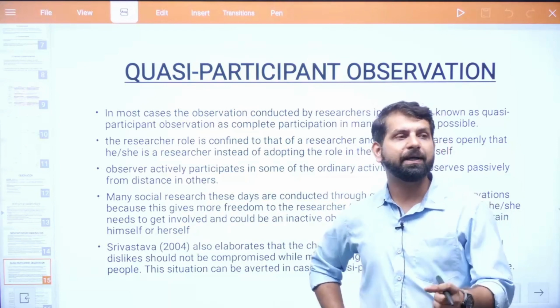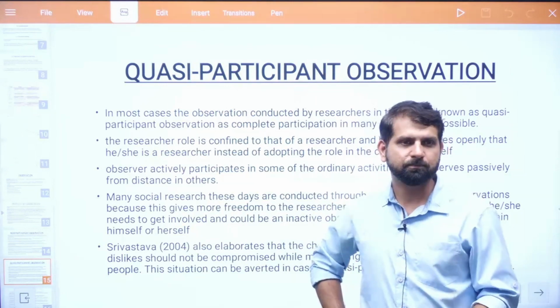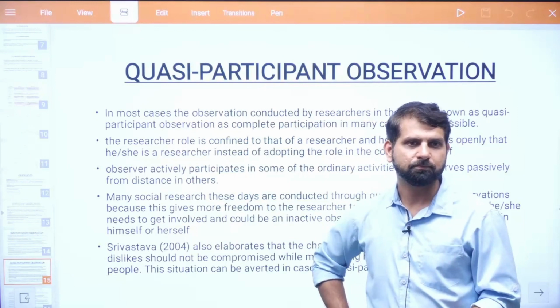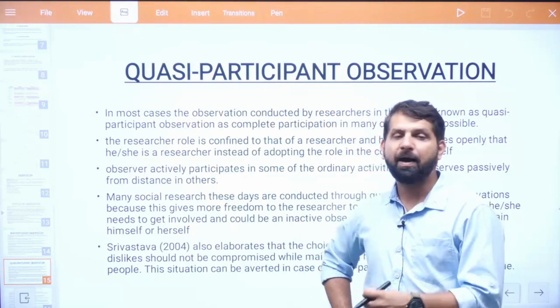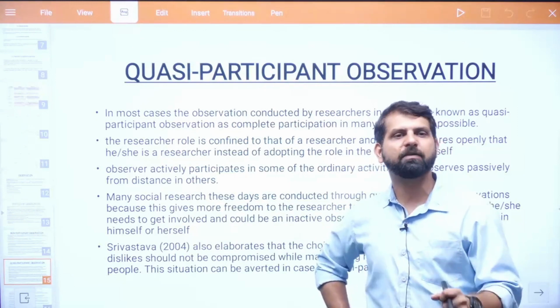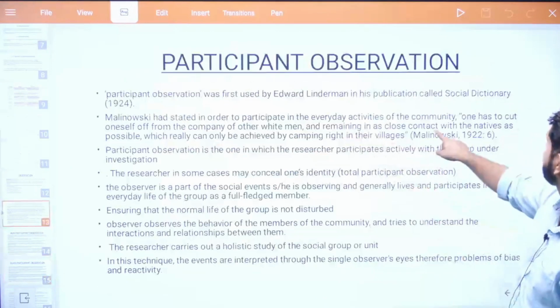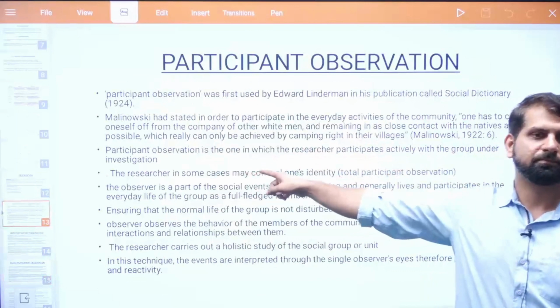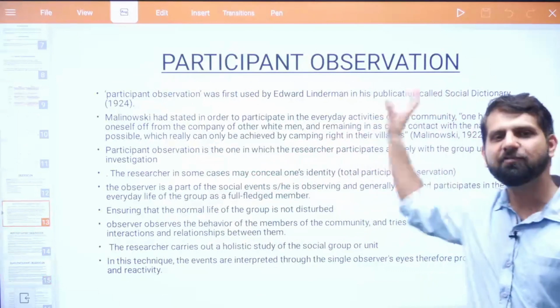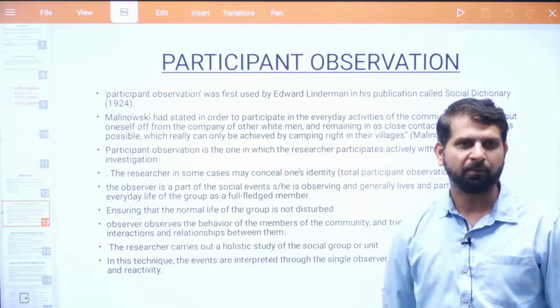See, historical particularism is a school of thought. See, participant observation actually began with the coming of Malinowski. See, this statement, one has to cut. This statement changed the whole course of participant observation.